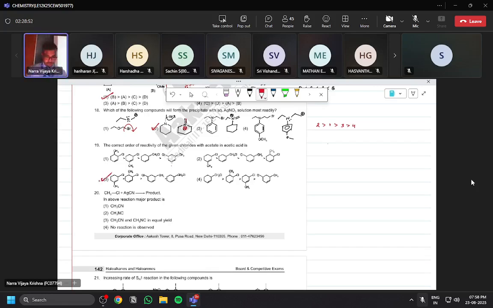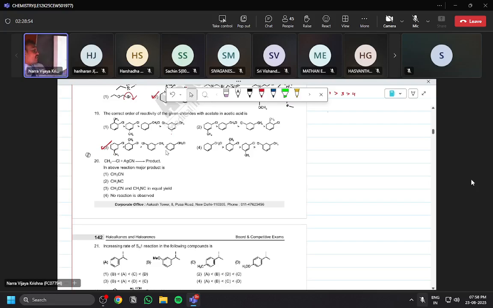Next, AgCN. Which is the donor now? Nitrogen will be the donor. The silver carbon bond will not be ionized. If nitrogen is the donor, product will be CH3NC, isocyanide. So answer is option 2.